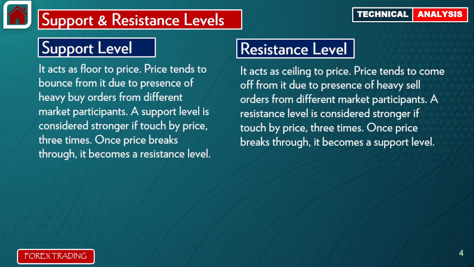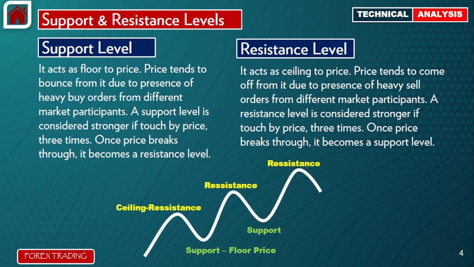So let's look at a more formal definition of support level and resistance level. The support level acts as a floor to price, and price tends to bounce from it due to the presence of heavy buy orders from different market participants. A support level is also considered stronger if touched by price 3 times, and once price breaks through it, it becomes a resistance level. So this is how it looks. This is the support level. You see we have a support level over here, and this acts as a floor to the price.